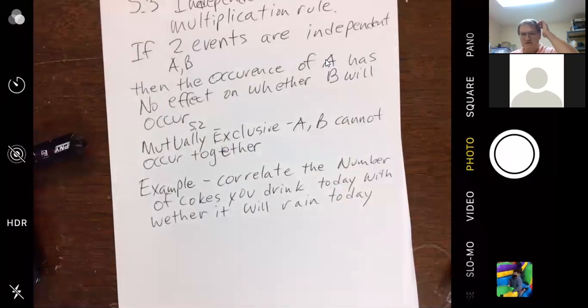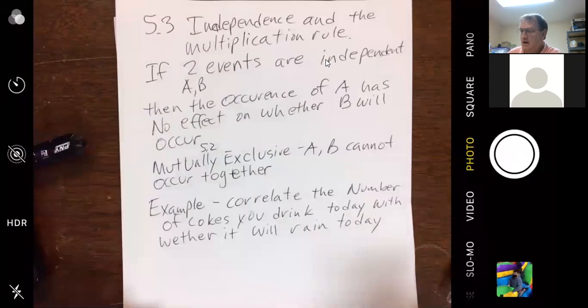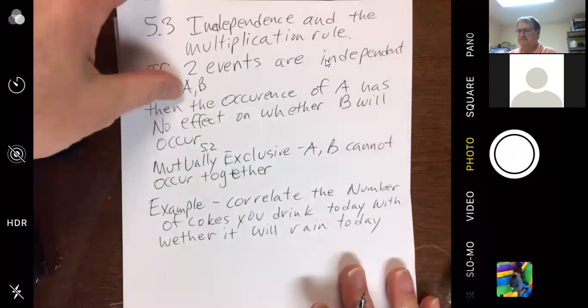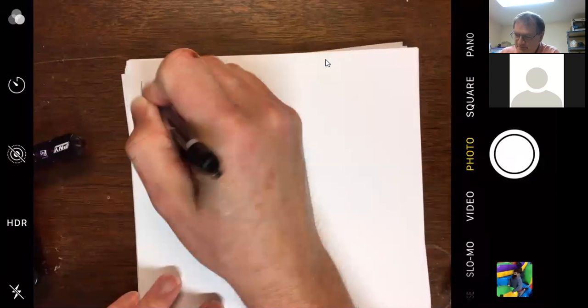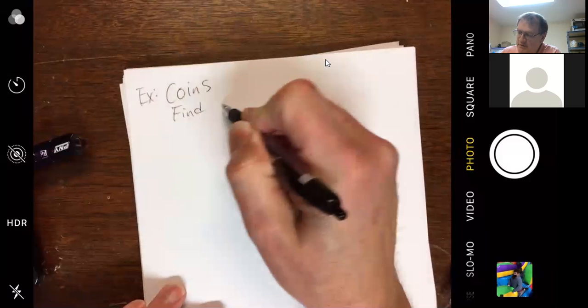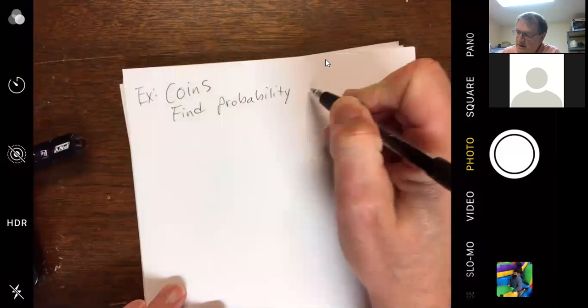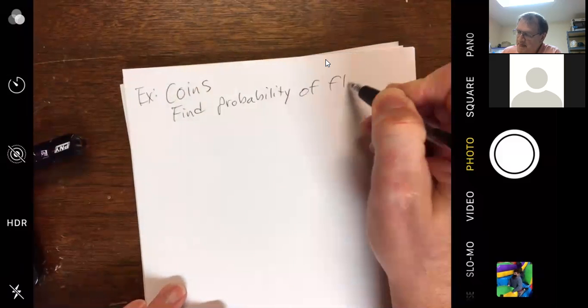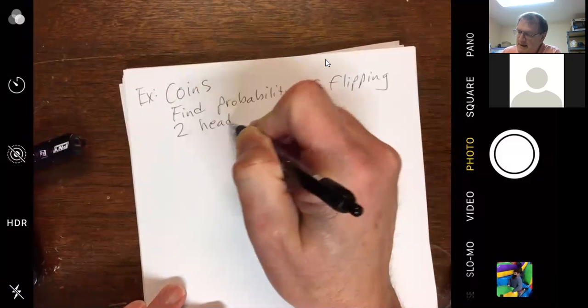All right. So here's the rub. It's a pretty simple formula. We'll do it with coins. We're going to find the probability of flipping 2 heads in a row.